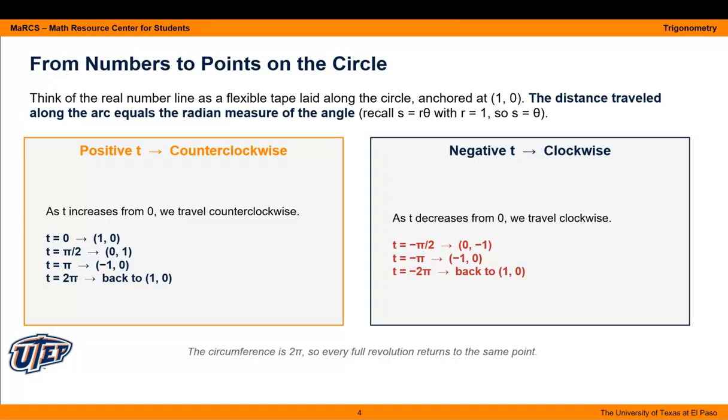So when t equals 0, we are at (1, 0). When t equals pi over 2, we arrive at (0, 1). And when t equals pi, we arrive at (-1, 0). And when t equals 2 pi, we have gone all the way around and return to (1, 0). This is why values that differ by 2 pi land at the same point.